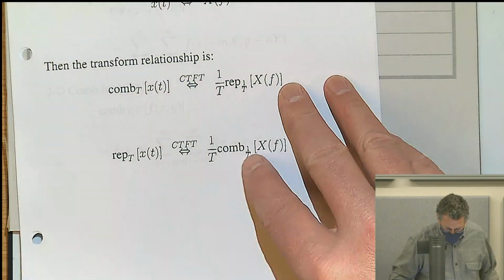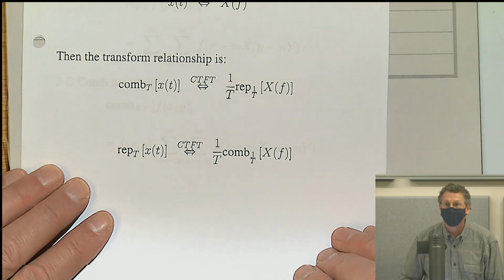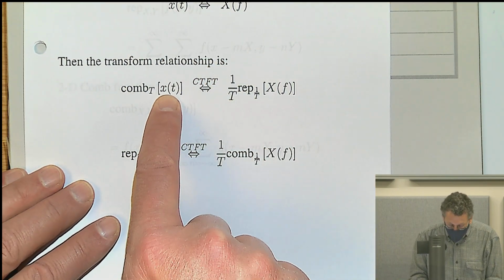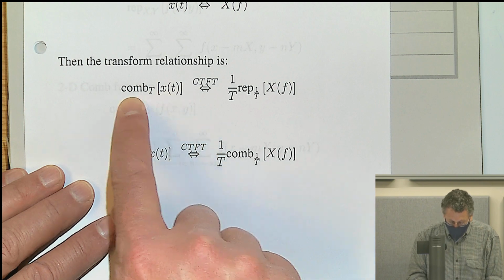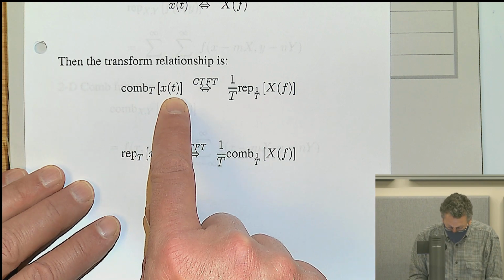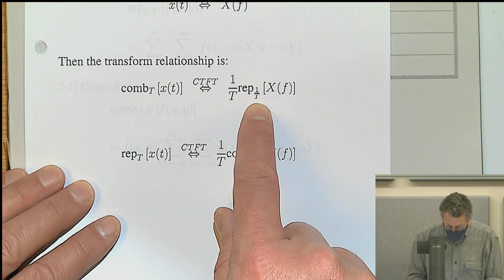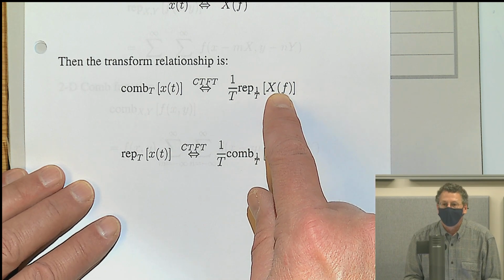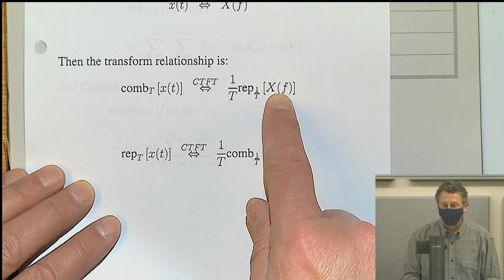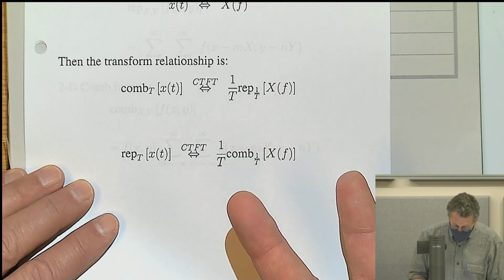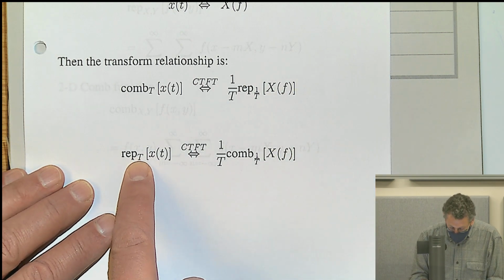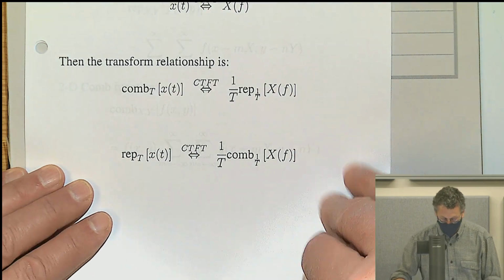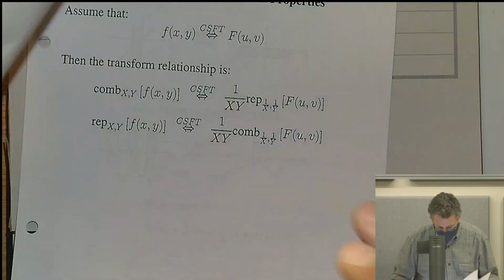Okay, now, rep and comb in the frequency domain. The key thing here is this. If you have a signal and you apply the comb function to it, then in the transform domain it's equivalent to applying the rep in the transform. And through the duality principle, a rep in time corresponds to a comb in frequency. So what does this mean?